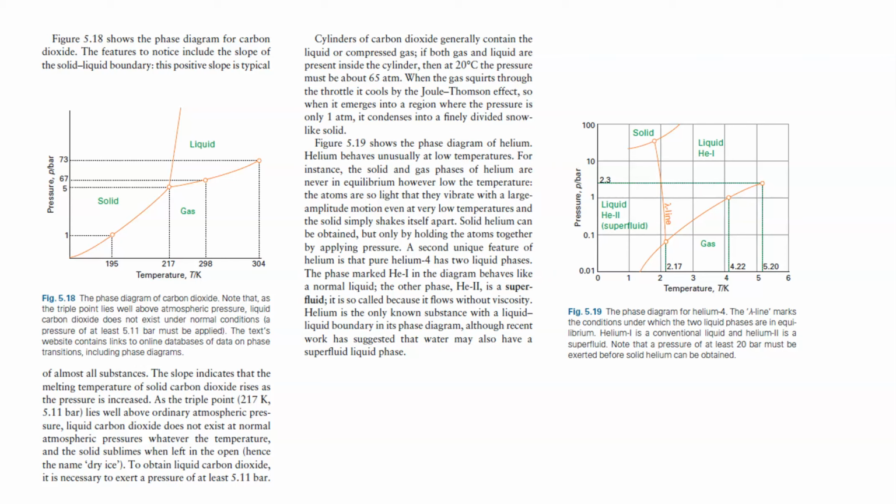A second unique feature of helium is that pure helium-4 has 2 liquid phases. The phase marked helium-1 in the diagram behaves like a normal liquid. The other phase, helium-2, is a superfluid. It is so called because it flows without viscosity. Helium is the only known substance with a liquid-liquid boundary in its phase diagram, although recent work has suggested that water may have a superfluid liquid phase as well.